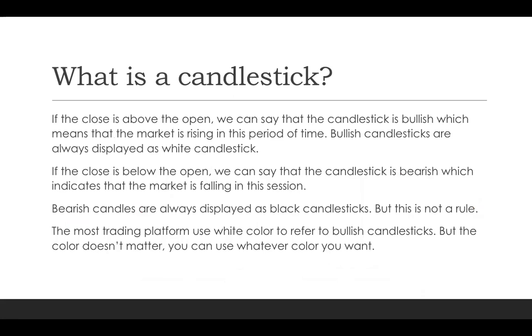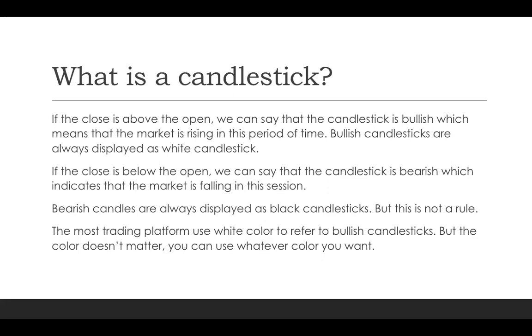Let's go. If the close is above the open, we can say that the candlestick is bullish, which means that the market is rising in this period of time. Bullish candlesticks are always displayed as white candlesticks. Sometimes we color them, we want to put them blue. If we want, we can manipulate our colors if we choose to. If the close is below the open, we can say that the candlestick is bearish, which indicates that the market is falling.